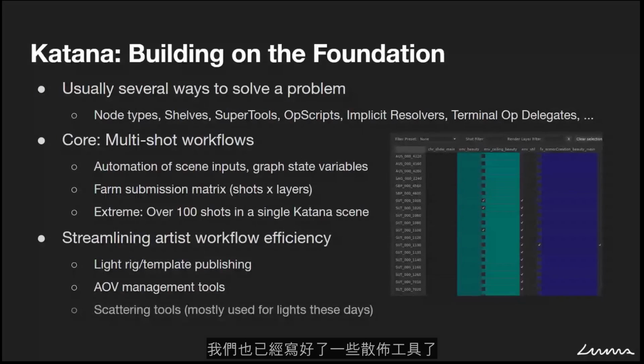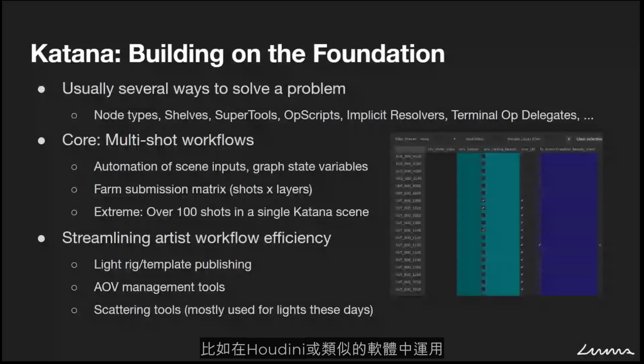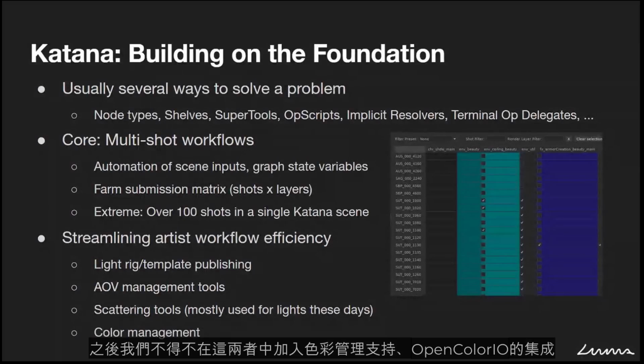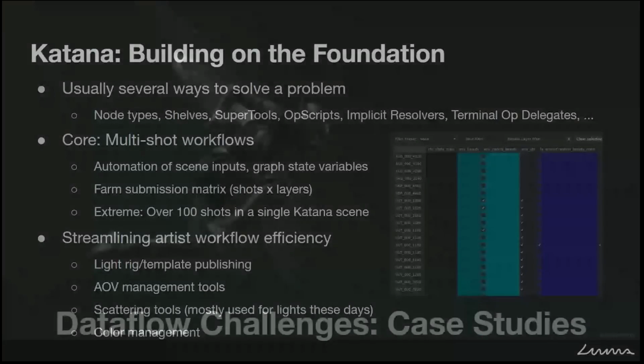There's some scattering tools that we've written. Most of these are now actually handled in other applications, like in Houdini or something like that, but there's still some tools in Katana for, say, light scattering. And then we had to add in color management support, OpenColorIO integration, both in terms of integrating it with our pipeline OpenColorIO setups, and then also pushing that config through to Arnold at render time.